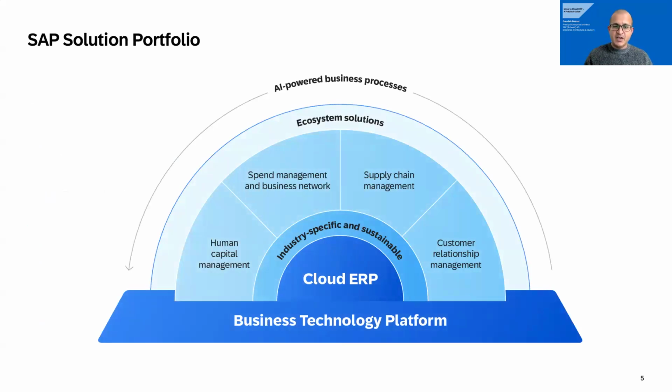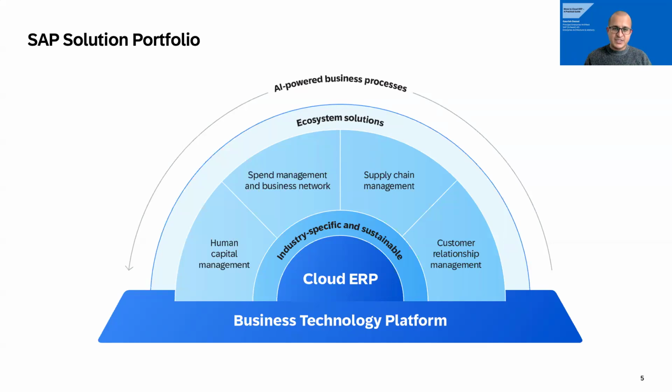Some of you might be familiar with this slide, wherein we have the Business Technology Platform or BTP as the foundation of our portfolio, on top of which is the Cloud ERP, which is largely two solution offerings, SAP S/4HANA Public Cloud and SAP S/4HANA Private Cloud. Around the core ERP, we have the industry specific solutions. These are specific solutions for different industries such as oil and gas, retail, and so forth.